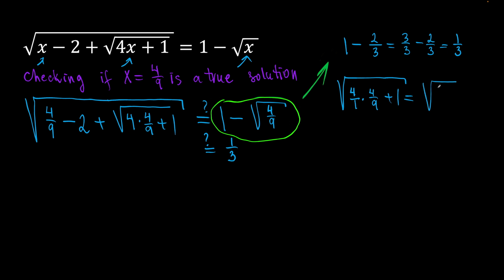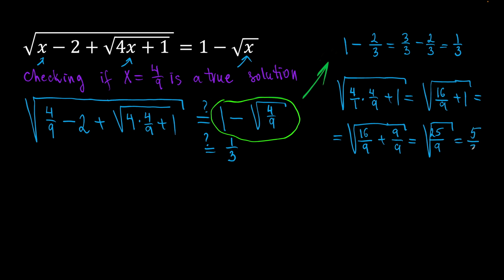So we have square root of 16/9 plus 1. We can write 1 as 9/9. So square root of 16/9 plus, we are writing 1 as 9/9. Okay, very good. Now 16 plus 9 is 25, and then over 9, so we're taking the square root. Square root of 25 is 5, square root of 9 is 3. So 5/3.